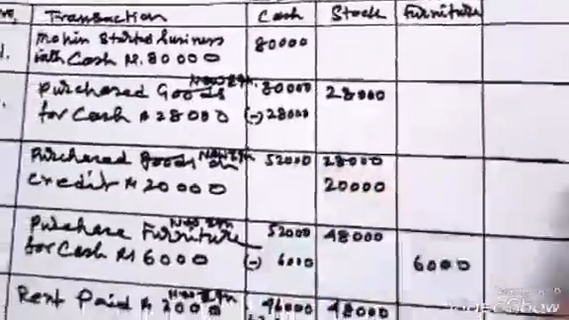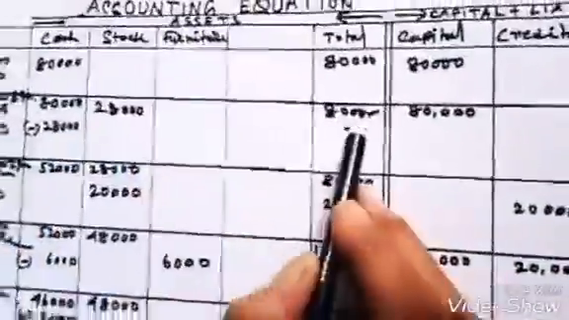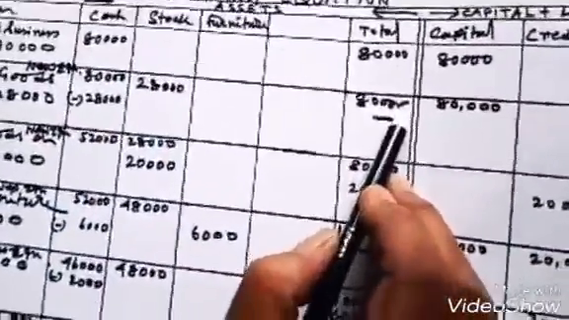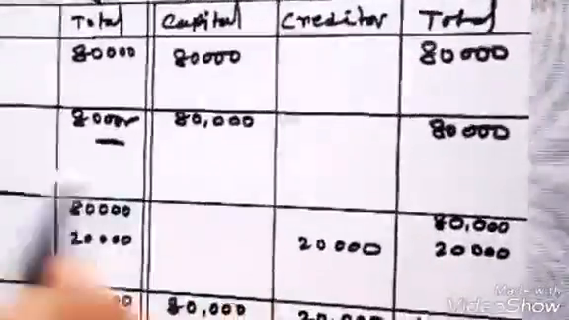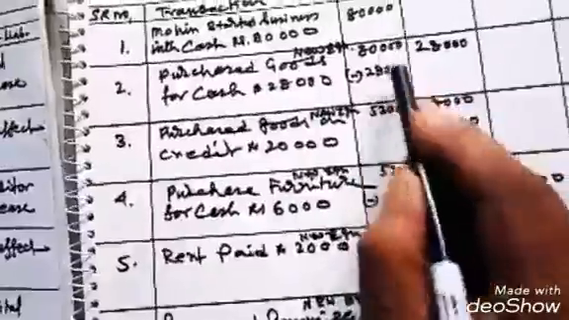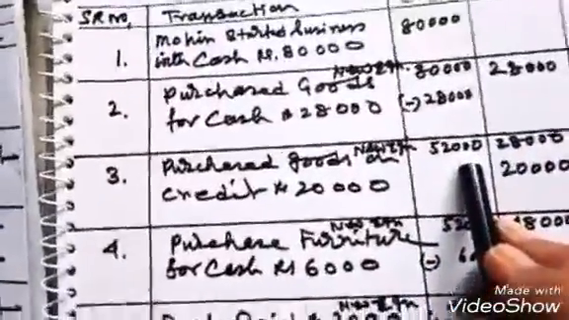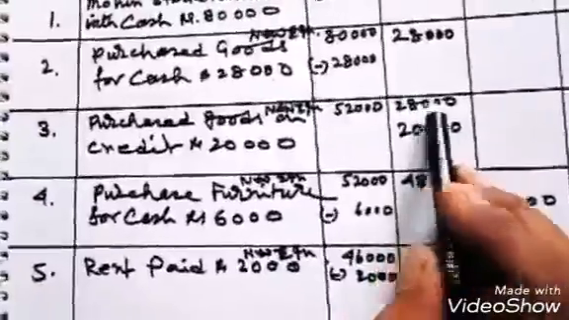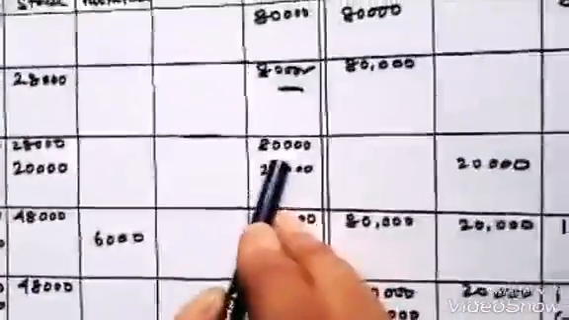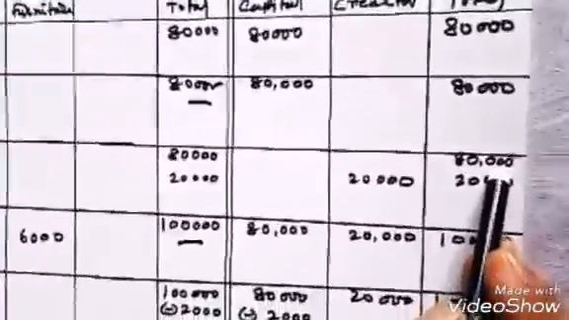So the sum total of these two is 0, and there is no effect on this side. See the new equation, it is this minus this, so it is 52,000 and this is 28,000, so the sum total is 80,000. Here was no change, so it is also 80,000.